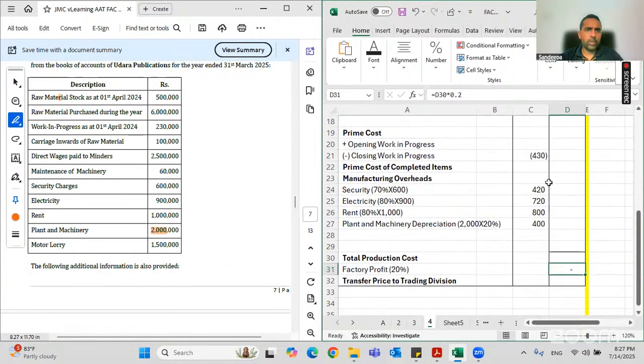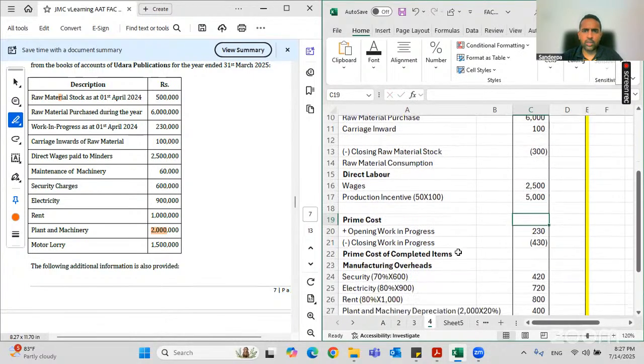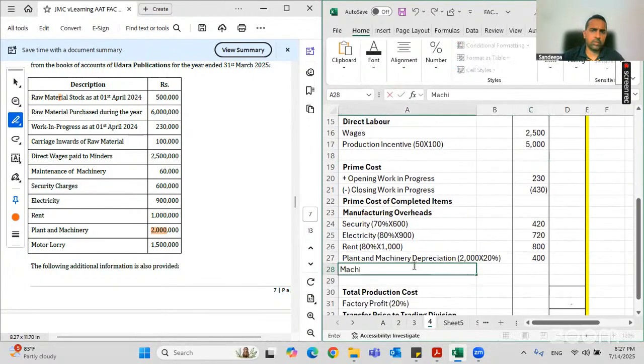Right. Shall we put the figures from the TB then? Opening raw material stock 500. Raw material purchase 6,000. Opening work in progress 230. Carriage inward 100. Direct wages to employees 2005. Machine maintenance 60. Security, electricity, rent done. Plant and machinery and motor lorry we have already considered.